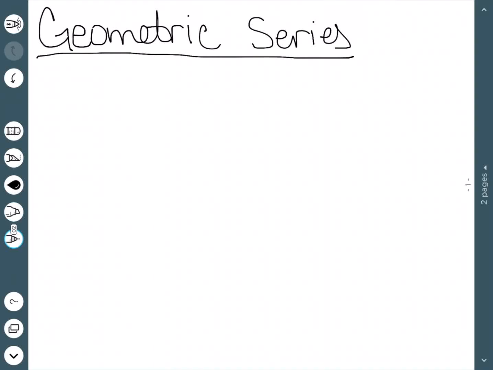The first type of series we're going to look at is geometric series. A geometric series is just whenever you add up a geometric sequence. So let's see if we can figure out how we can know when this converges or diverges.